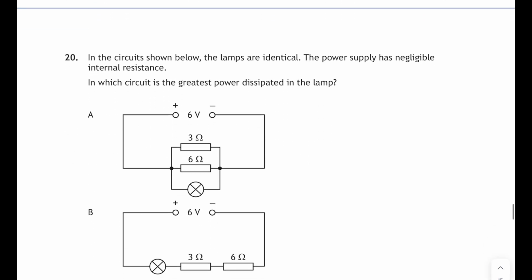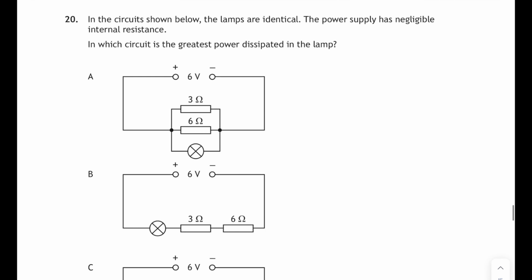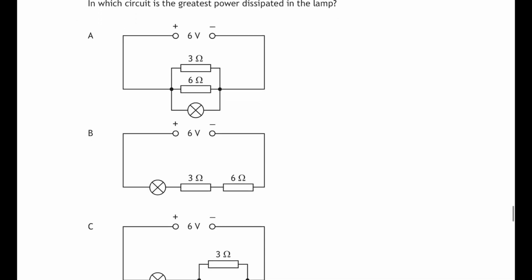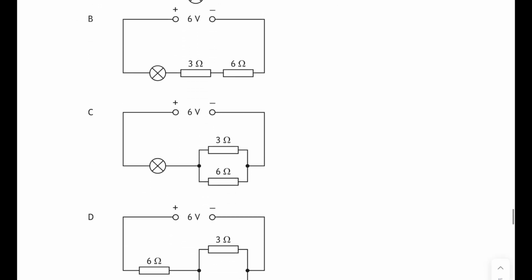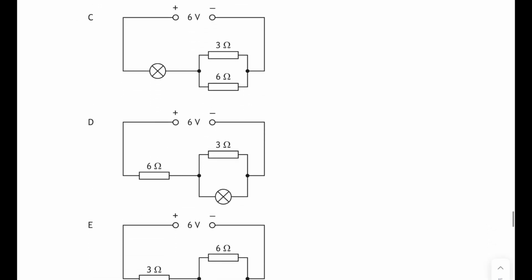Question 20. In the circuit shown below, the lamps are identical and the power supply has negligible internal resistance. In which circuit is the greatest power dissipated in the lamp? Well, let's have a look at the circuits. The first one's all in parallel. Then the second circuit is in series. Then answer C is a mixture of series and parallel. So is D and so is E.